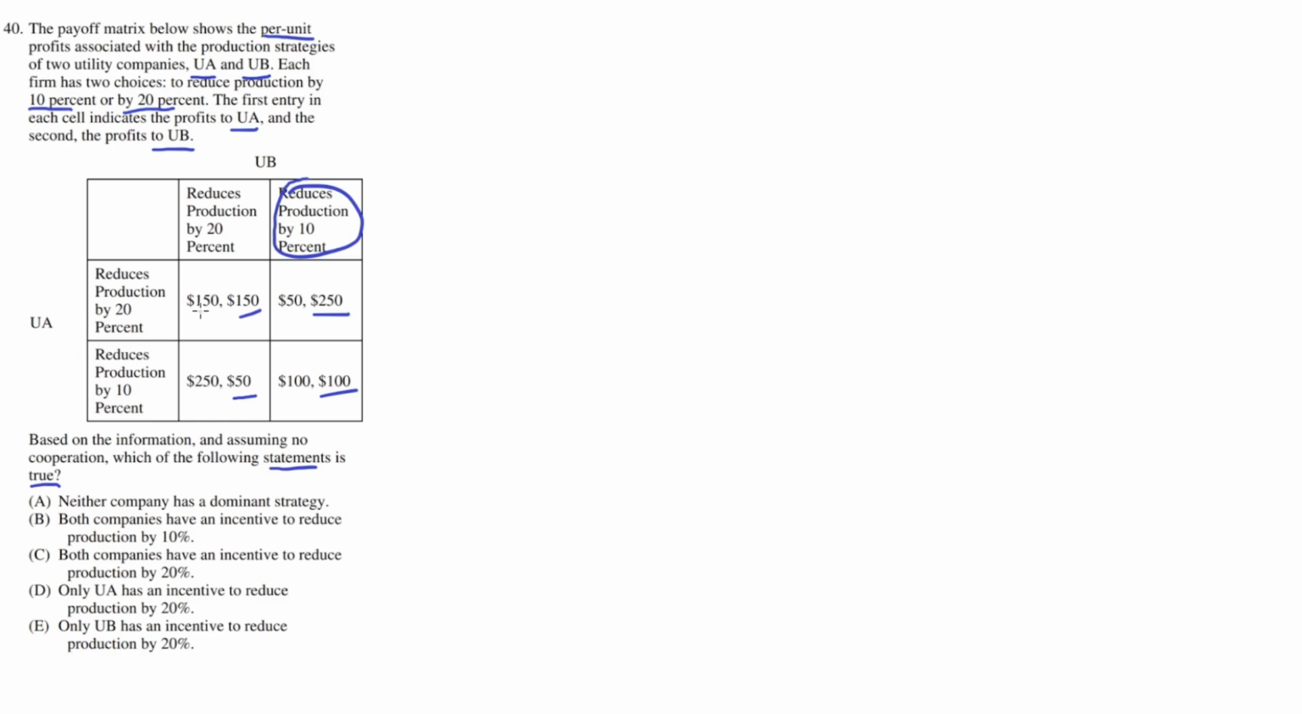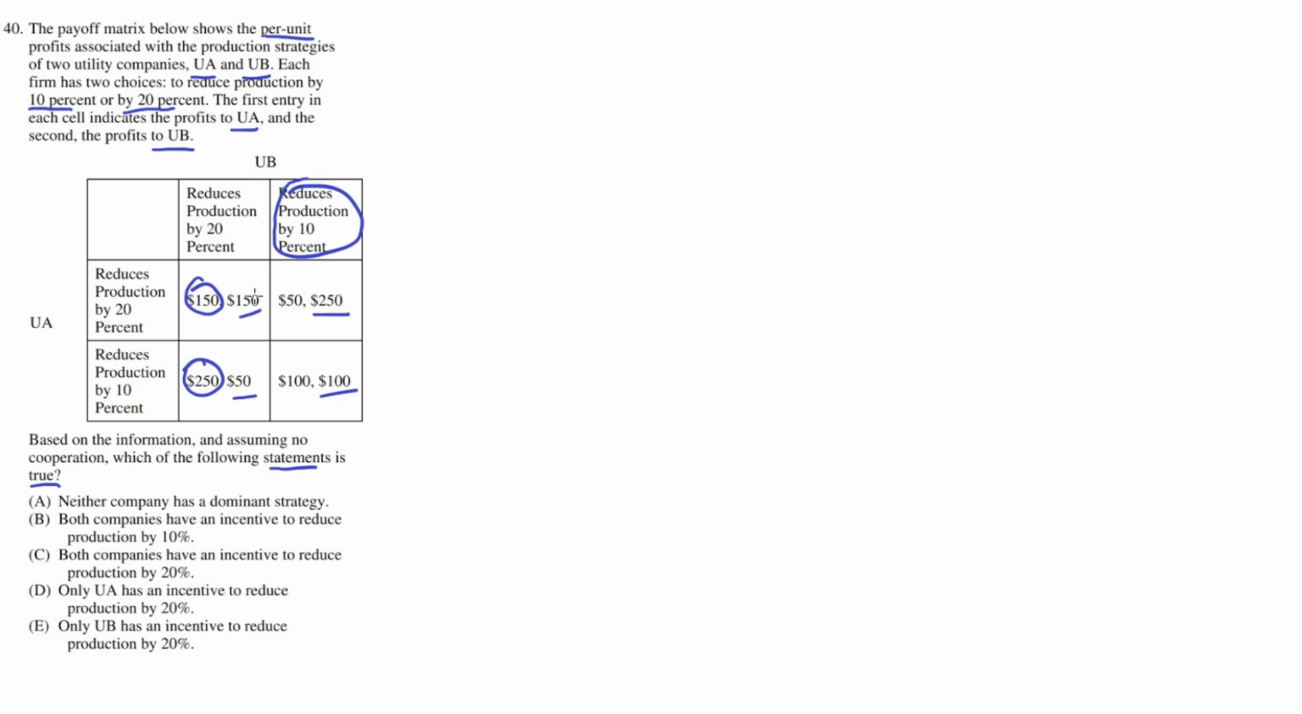So let's begin again at this cell here, where they both reduce production by 20%. In this case, UA will earn a profit of $150. Now, to analyze whether they have any incentive to reduce production by 10%, let's look at the profit they earn at reducing their production by 10%. And that profit would be $250. And let's assume that UB also reduces production by 10%.